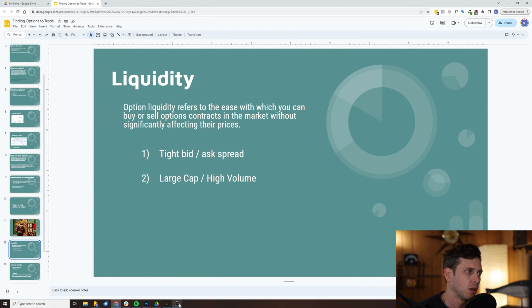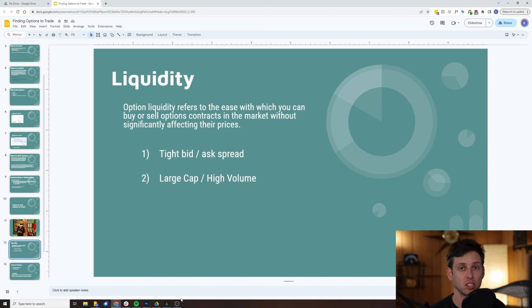Okay. So, number one, the first thing that we're going to be looking for is liquidity. Now, in another video, which I will link in the description below, I talk about the bid-ask spread. That is super important to understand when you're looking at options to trade, at a particular expiration or a particular strike. You want to see what the liquidity of that position is.